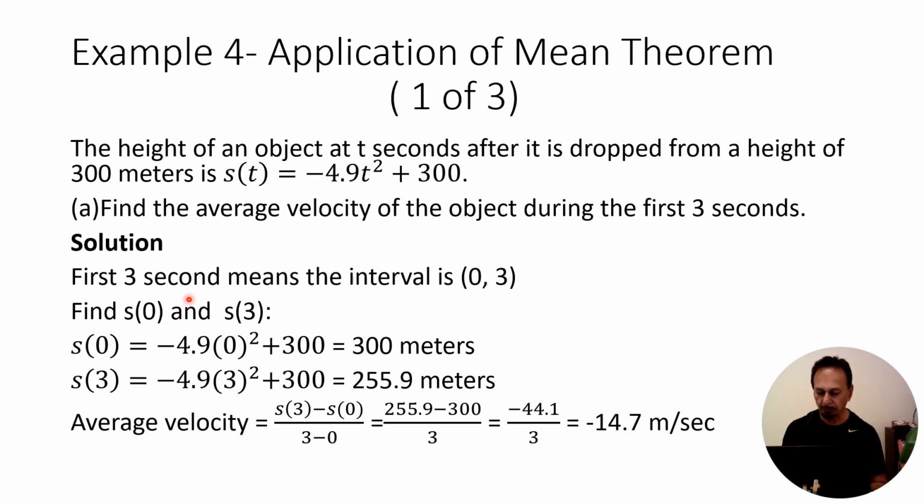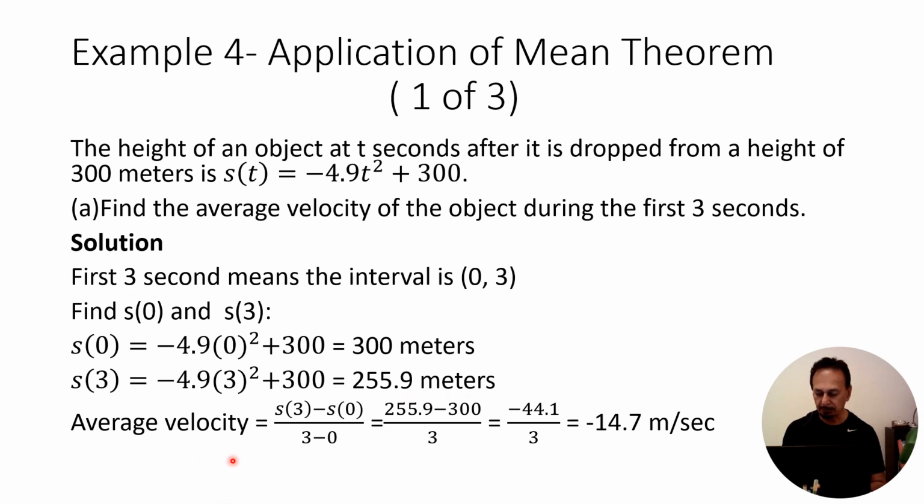And we find s of 0 and s of 3. So s of 0 is equal to negative 4.9, and when t is 0, it becomes 0 squared plus 300. Now this becomes 0. So the answer is s of 0 equals 300 meters. So let's find s of 3. We substitute 3 back into this equation, and we have negative 4.9 times 3 squared plus 300. If you simplify using a calculator, we should get 255.9 meters.